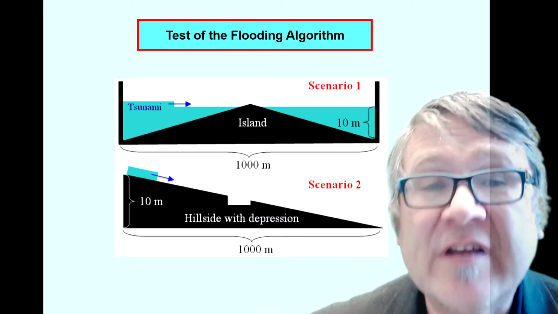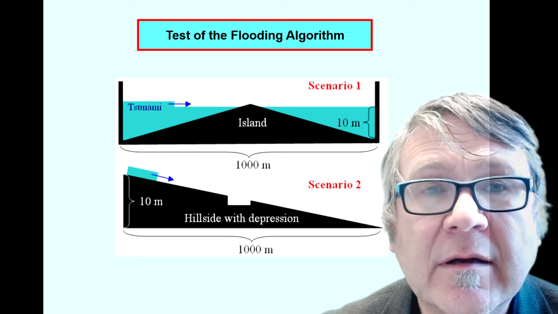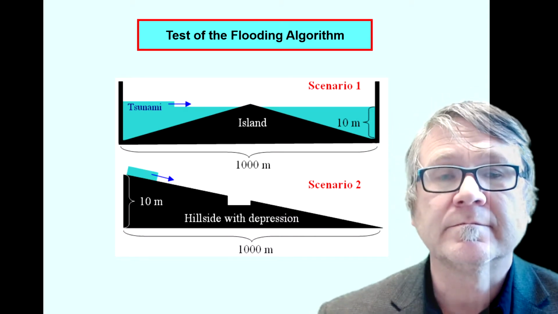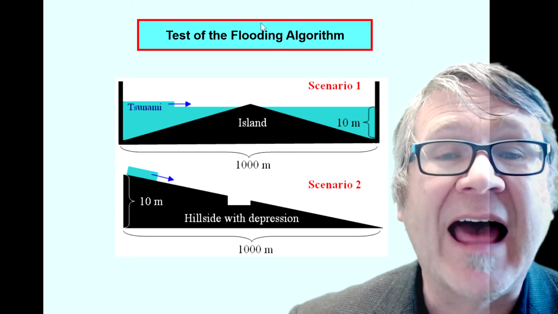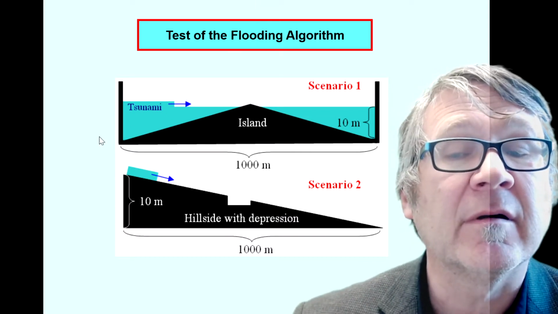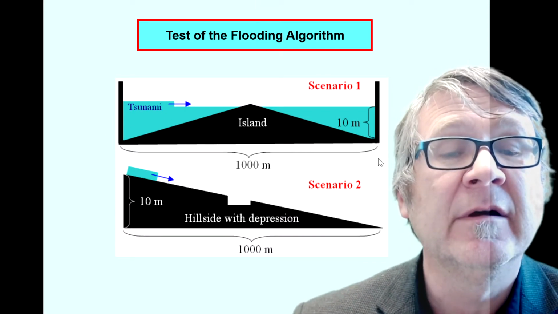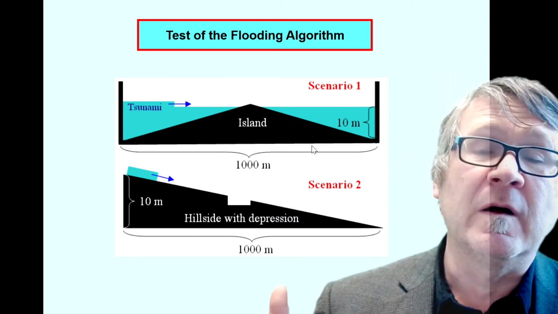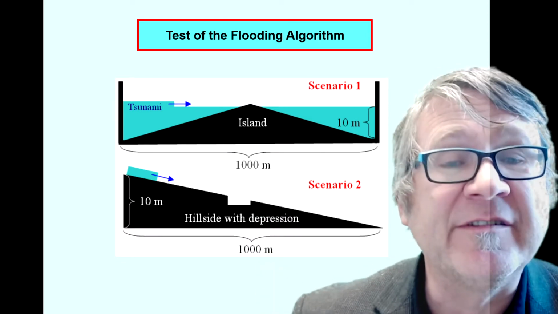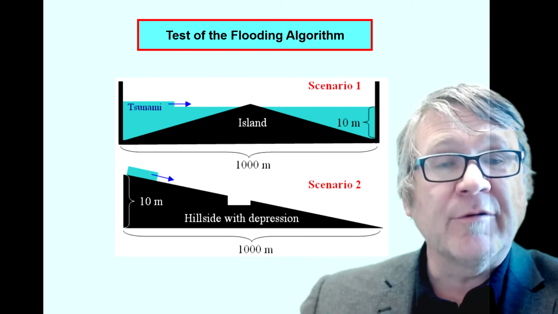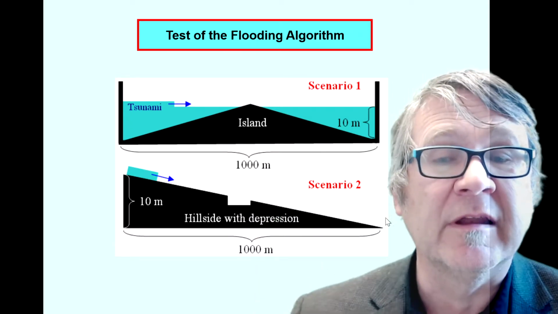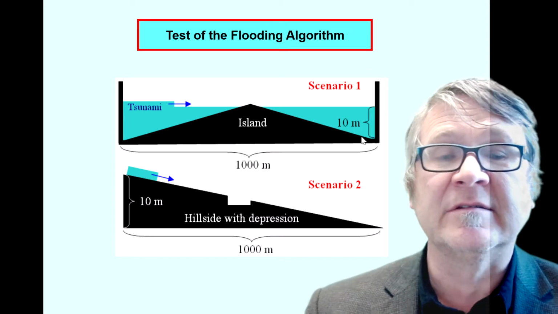Here are the two tests that I can come up with. So one example is where you have an island. Again, just for the purpose of these tests, both lateral boundaries are closed here on the left and on the right. You can see this is closed.